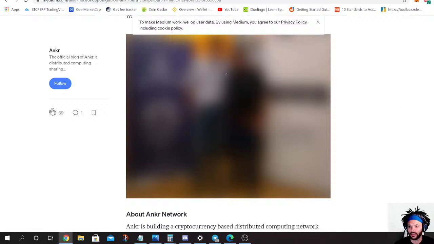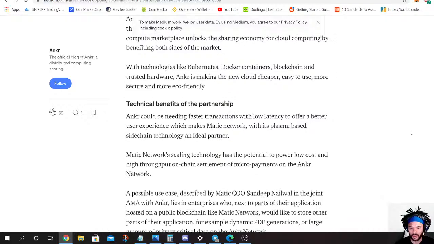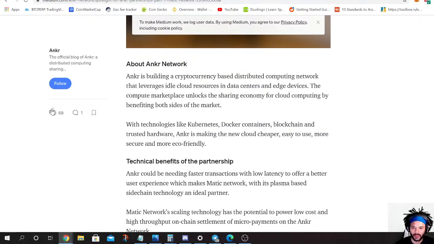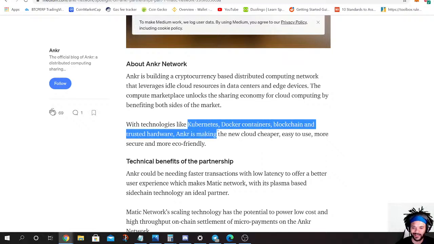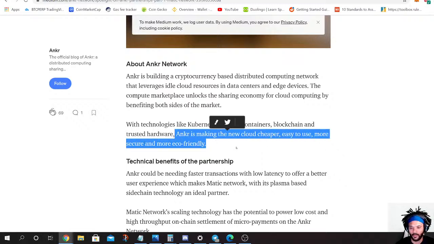Here's an article written on medium.com over ANKR. It pretty much lets you know what ANKR does, so we'll read this one as well. ANKR is building a cryptocurrency-based distributed computing network that leverages idle cloud resources in data centers and edge devices. The compute marketplace unlocks the sharing economy for cloud computing by benefiting both sides of the market. With technologies like, so this is where we would Google, right guys? These are keywords. With technologies like Kubernetes, Docker containers, blockchain, and trusted hardware, ANKR is making the new cloud cheaper, easier to use, more secure, and more eco-friendly.